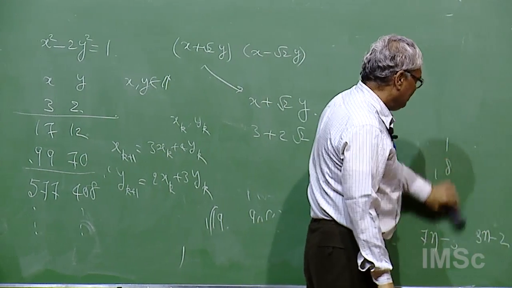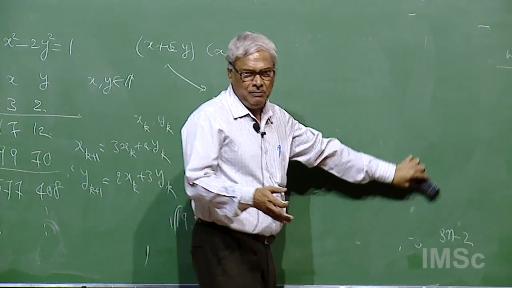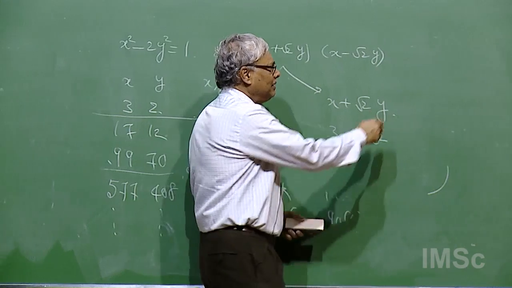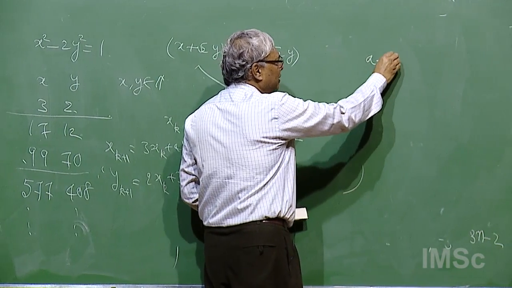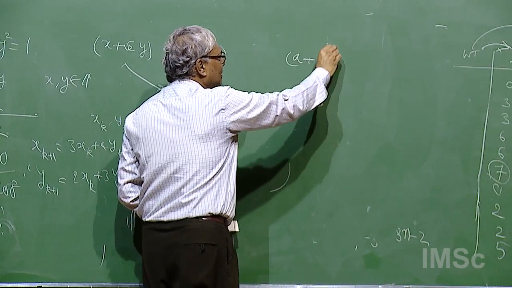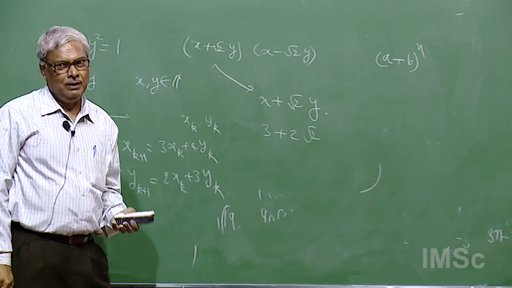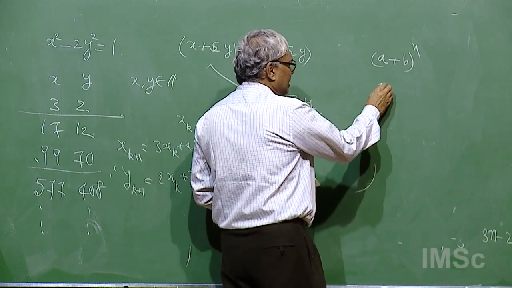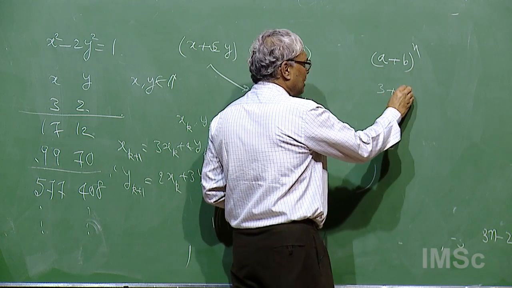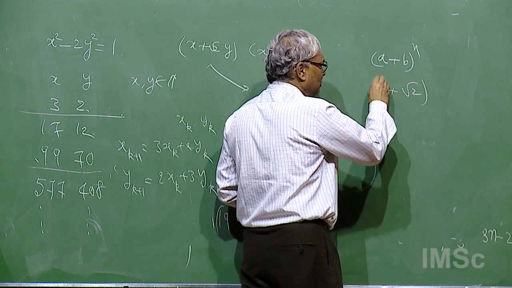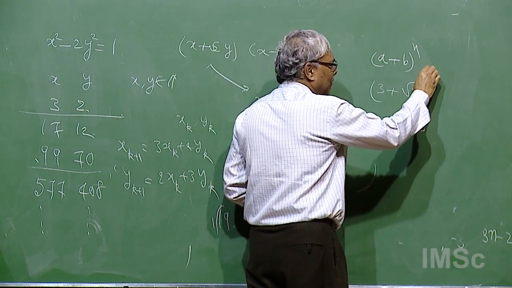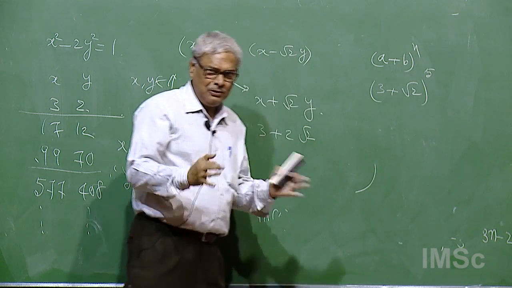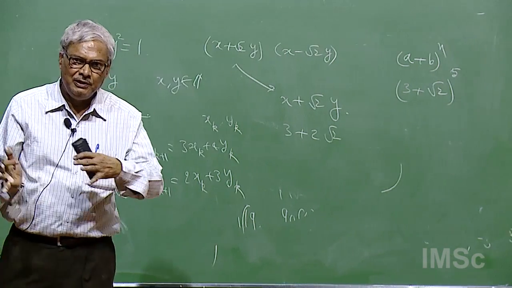Then we need to know something about the binomial theorem. I hope all of you know about the binomial theorem. So normally the expansion of a plus b whole to the power of n contains how many terms? n plus 1 terms. But suppose I take an expression such as 3 plus root 2 whole to the power of, say, 5 and try to expand and simplify, how many terms would it eventually contain?